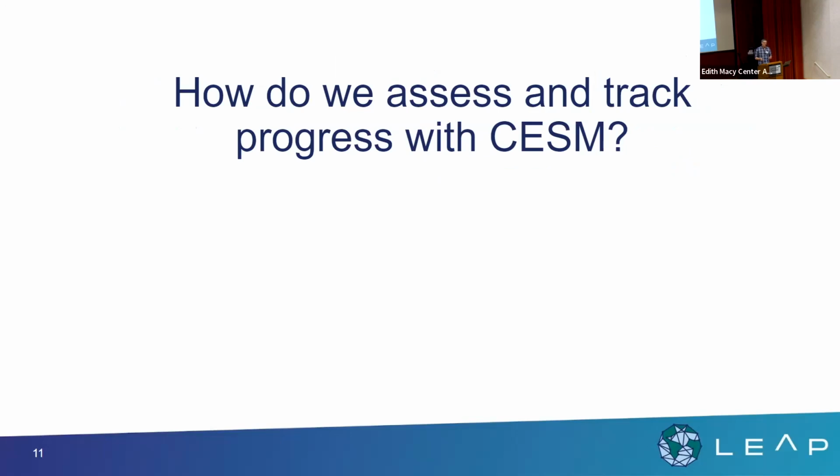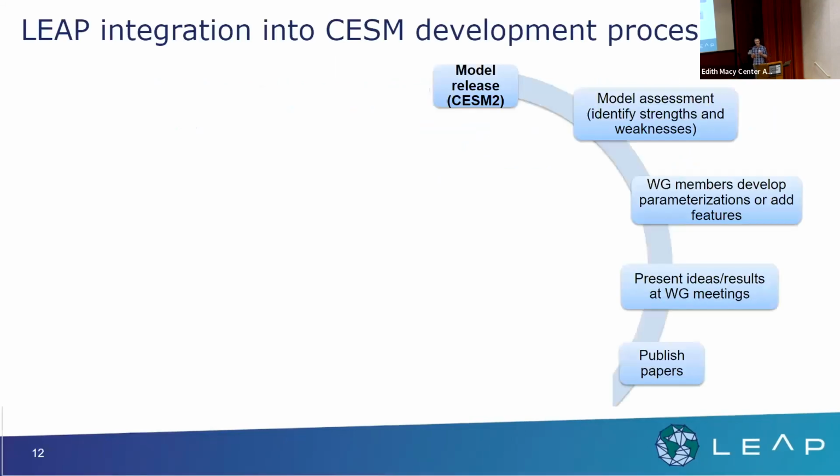And so, how do we assess and track progress with CSM as we make LEAP developments? To really get there, I think it helps for me to explain the process of model development that goes on. We have this sort of idealized circle that we try to follow when we're building a new model generation.